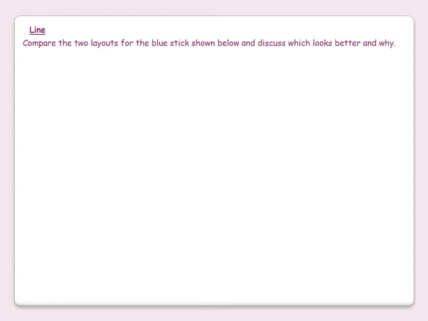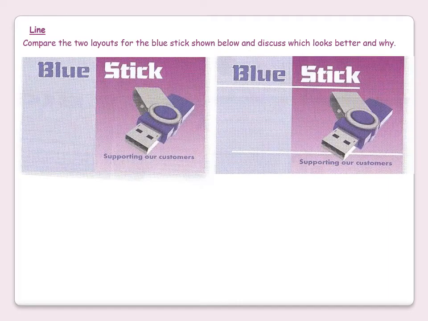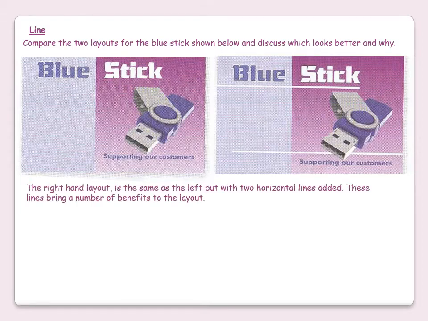Compare the two layouts shown below for the blue stick and discuss which looks better and why. When we look at the two of them, we can see the right hand layout is the same as the left, but with two horizontal lines added. These bring a number of benefits to the layout. The white lines pass through and link both sides of the layout together. So instead of it looking like two separate items, now it links the two of them together.